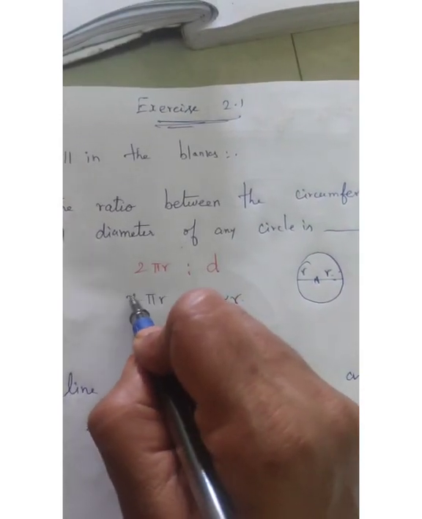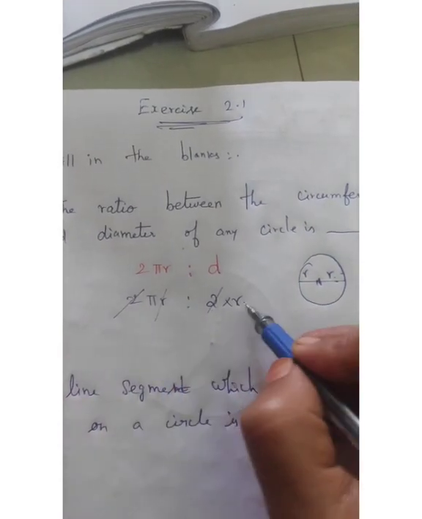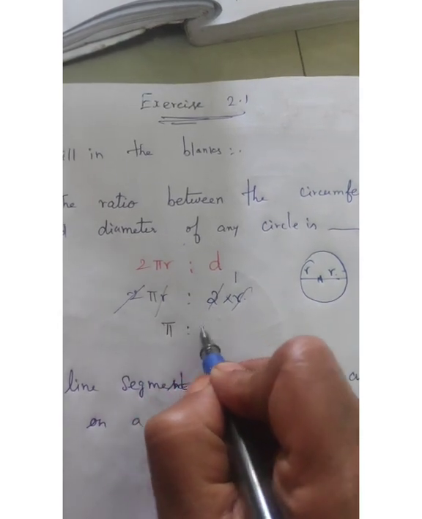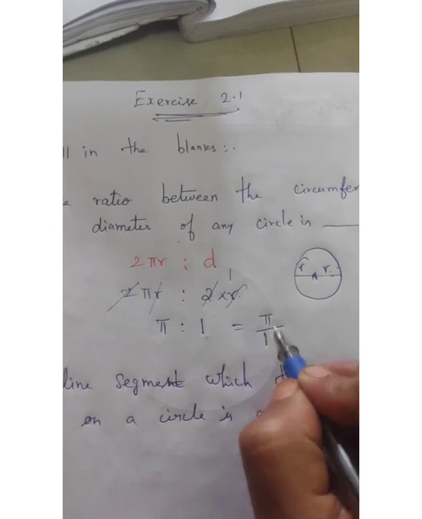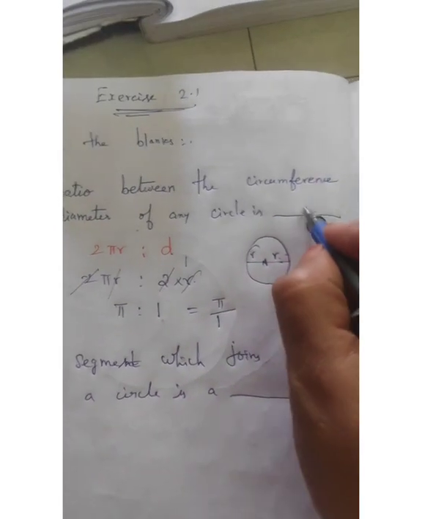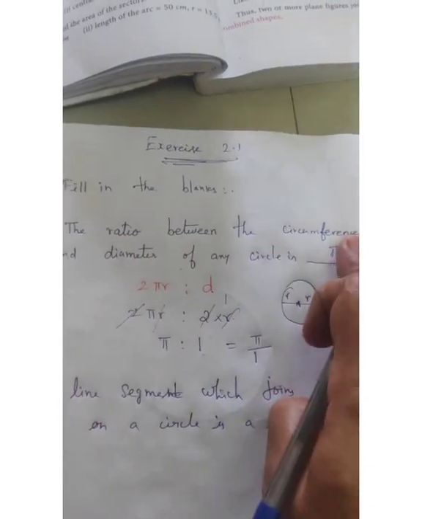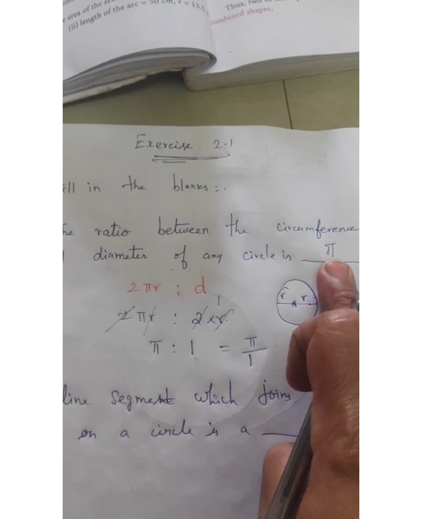So here 1 2, there 1 2, you cancel there. 1 2 is to 1 2 is to. Here 1 r, there 1 r. So here the answer is pi is to 1. Pi is to 1 in fraction form equals, what is the form there? Pi by 1. Pi by 1 equals, what is the answer there? Pi is the answer. The ratio between the circumference and the diameter of a circle is pi.